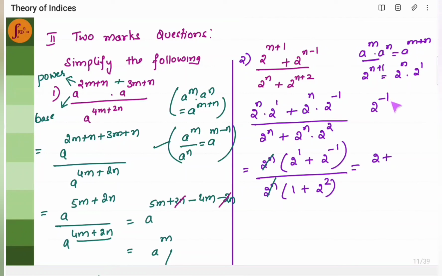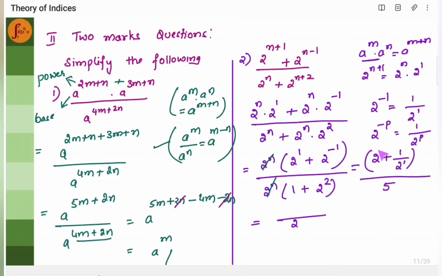I can write 2 to the power minus 1 as 1 by 2 to the power 1. This is that key law, right? Key property. If I have 2 to the power minus p, I can write it as 1 by 2 to the power p. Basically, minus p will become plus p by putting this in the denominator. So I can write this 2 to the power minus 1 as 1 by 2 to the power 1. Instead of minus 1, it will become plus 1, divided by 1 plus 2 square, that is 5. So this is nothing but 2 plus half. 2 plus half, I'll take 2 as LCM.